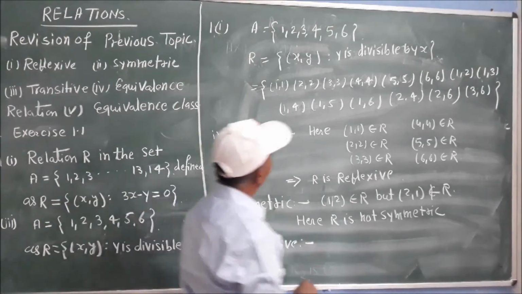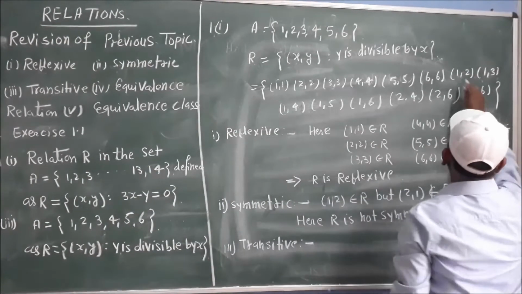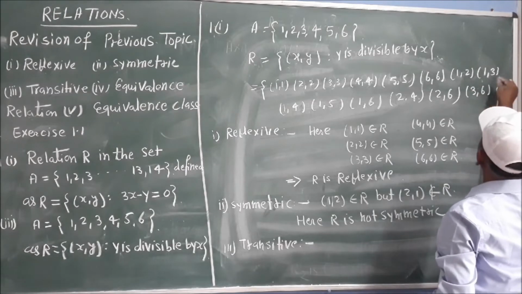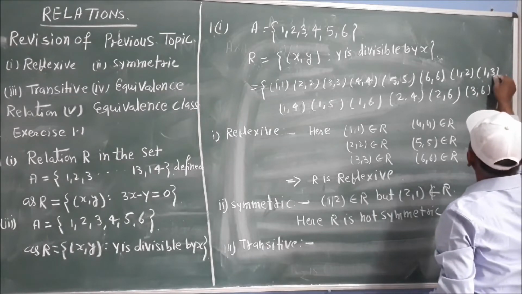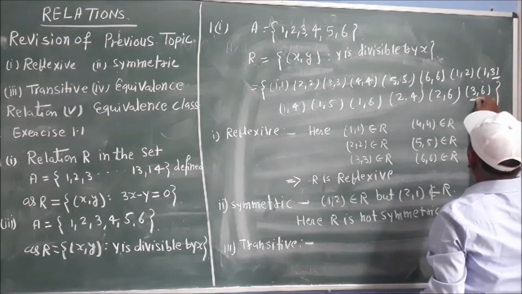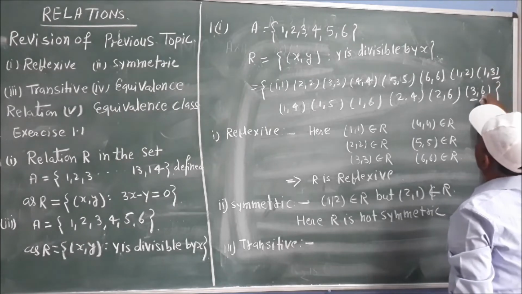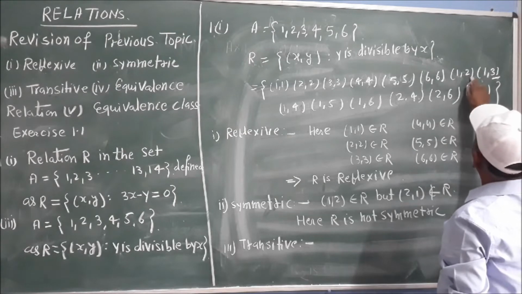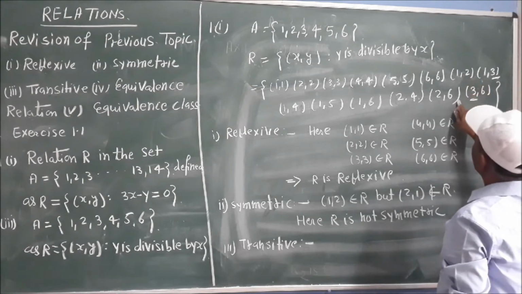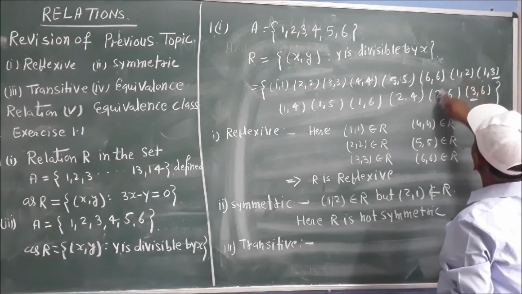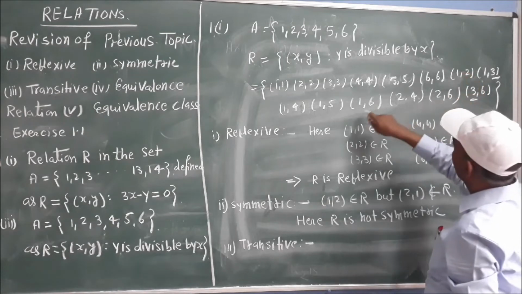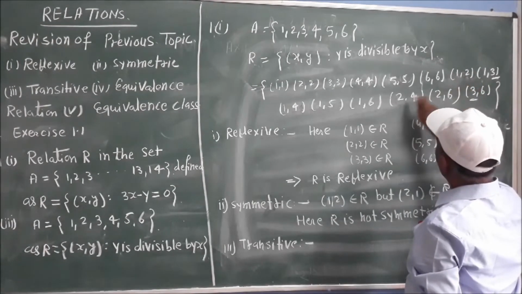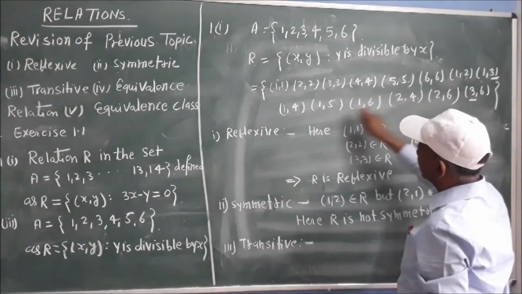For transitive, check here. Here (1, 2), (1, 3), not the same; (1, 3) and (3, 6). इसका सेकेंड एलिमेंट और यहाँ फर्स्ट एलिमेंट बराबर है, तो (1, 6) को यहाँ होना चाहिए. (1, 6) यहाँ पर है. After that (1, 2) and here is (2, 6). So (2, 6), 2 same, (1, 6) को होना चाहिए. (1, 6) भी है. (1, 2), (2, 4). इसका सेकेंड एलिमेंट, इसका फर्स्ट एलिमेंट, (1, 4) को होना चाहिए.